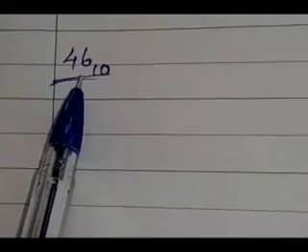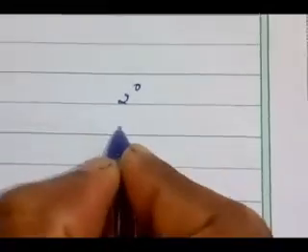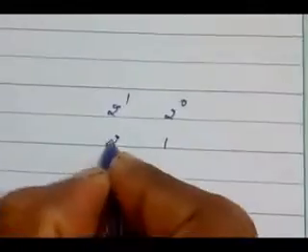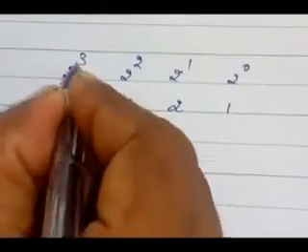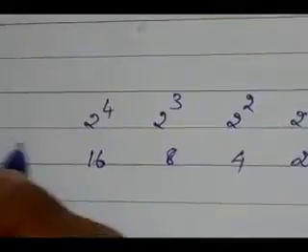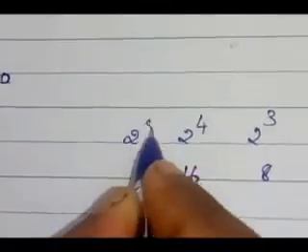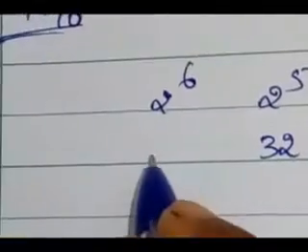We will see one more example also. We will convert the 46 into a binary number using the sum of powers method. First we take 2 power 0, that is 1, 2 power 1, that is 2, 2 power 2, that is 4, 2 power 3, that is 8, 2 power 4, that is 16, 2 power 5, 32, 2 power 6, 64. Okay, we will stop here.